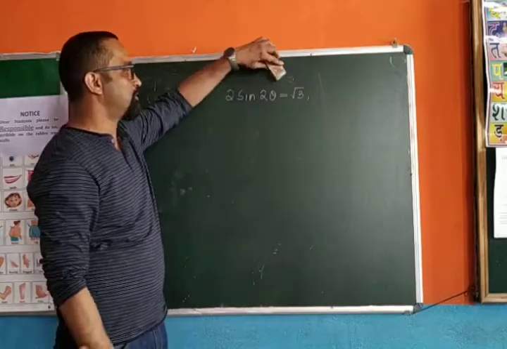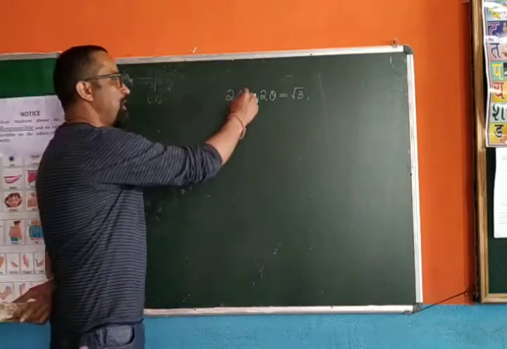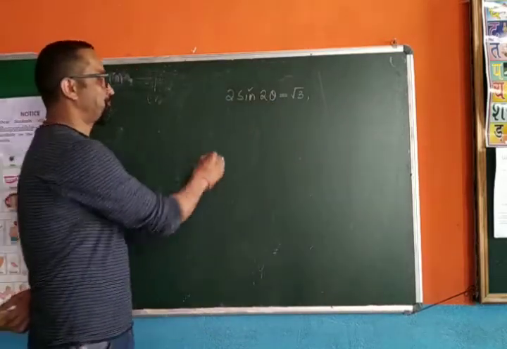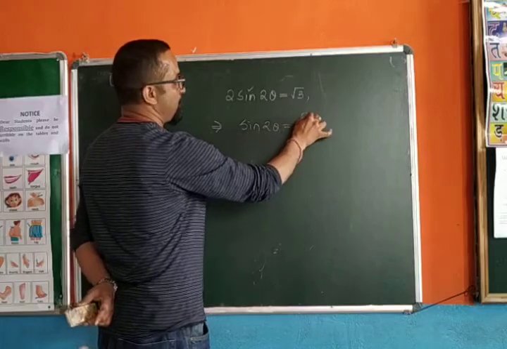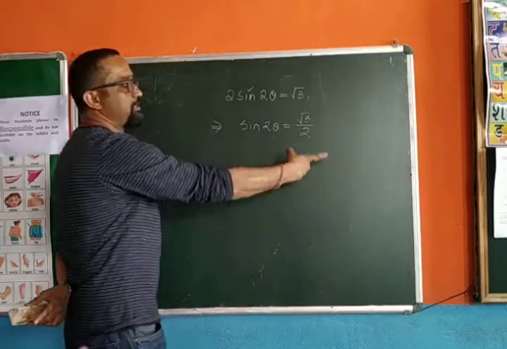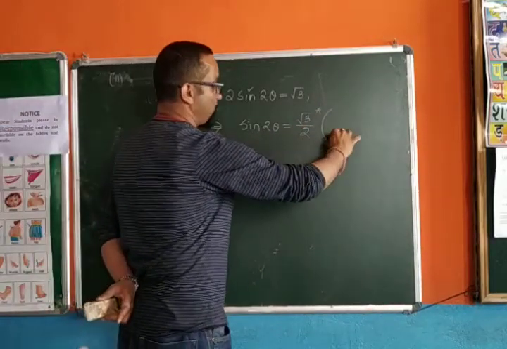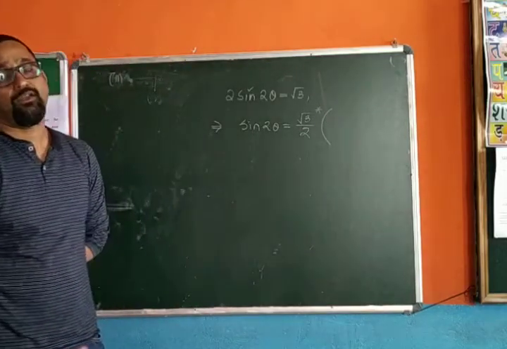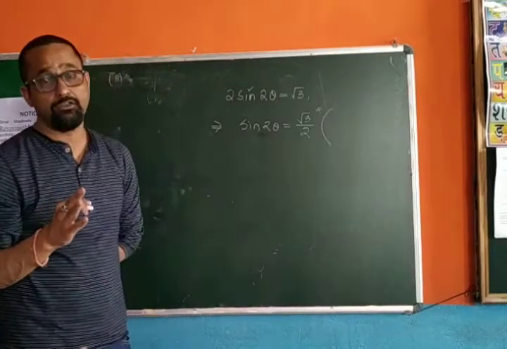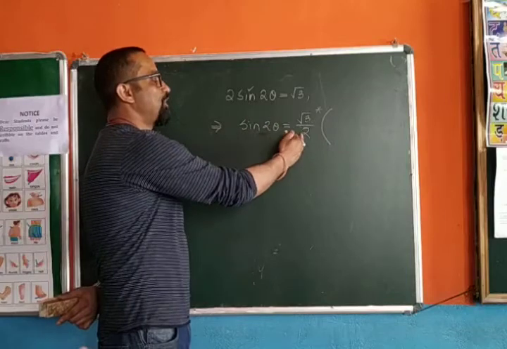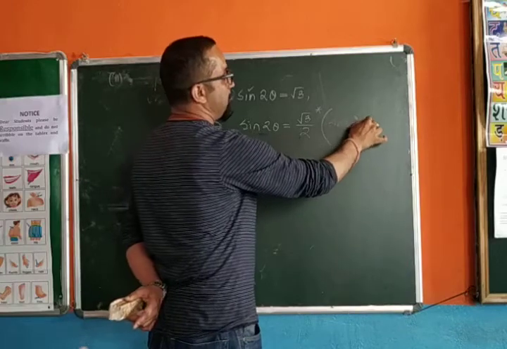You copy the given term. 2 sine 2 theta is root 3. Make sine the subject of formula. Sine 2 theta is equal to root 3 by 2. 2 divides other side. You got root 3 divided by 2. Now you have to use standard angles. Which trigonometrical sign means the angle of sine which gives root 3 by 2. And if you remember your table, sine 60 degrees is root 3 by 2.